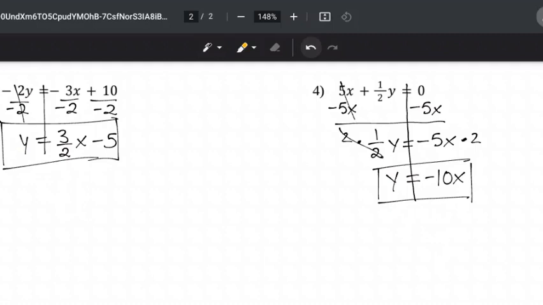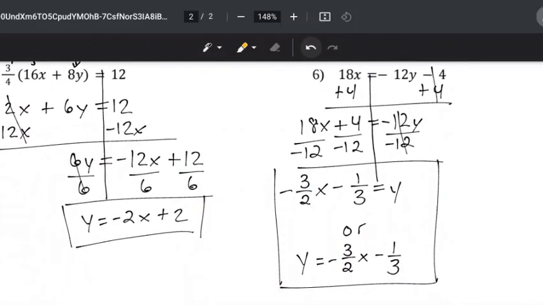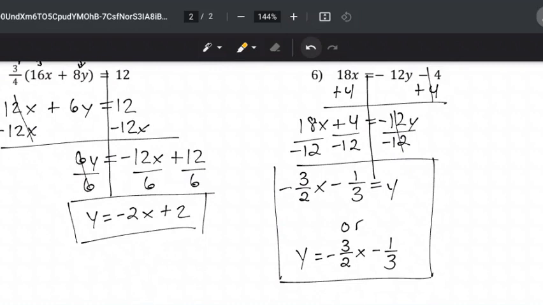So for number 3, one step, we just had to get rid of that negative 2, so we divide by negative 2. Something to note is just remember to divide each term. Okay, so we're dividing each term by that coefficient of y. So divide by negative 2 for each of them. We get y equals 3 over 2x minus 5. Okay, number 6. This one is another one where y is going to end up on the right side.